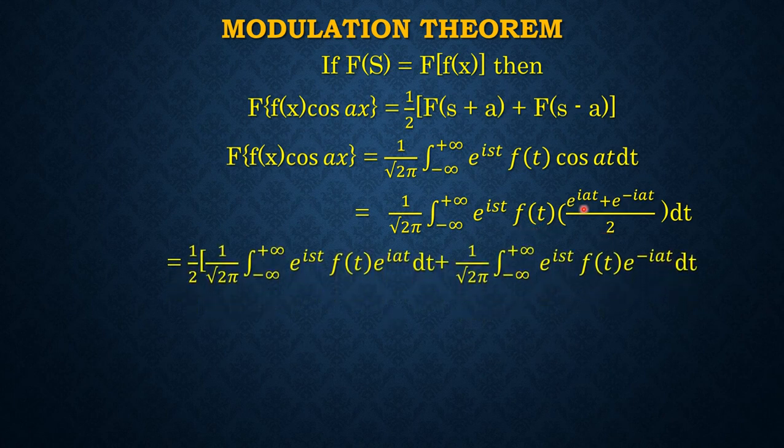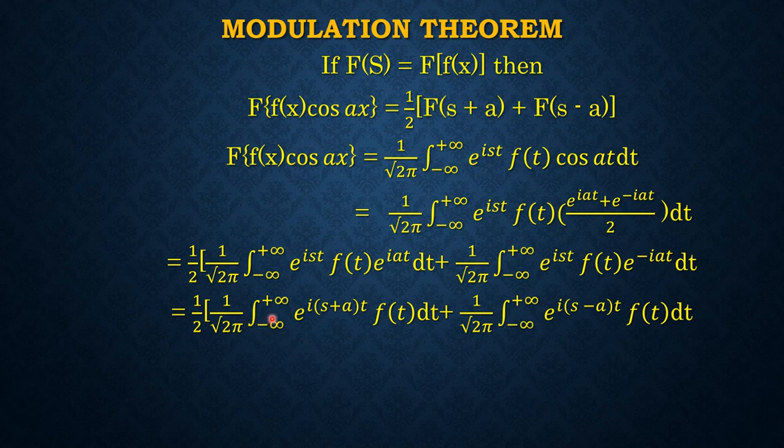Then with the help of the linear property, here the combination of two functions e to the power i a t plus e to the power minus i a t, it can be written as half into 1 by root 2 pi integration from minus infinity to plus infinity of e to the power i s t f(t) e to the power i a t dt, plus 1 by root 2 pi integral from minus infinity to plus infinity of e to the power i s t f(t) e to the power minus i a t dt.